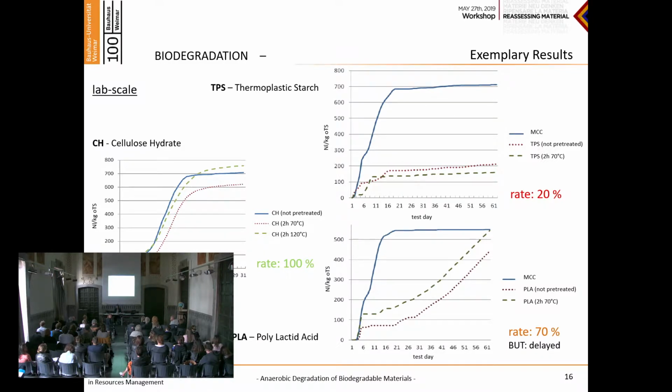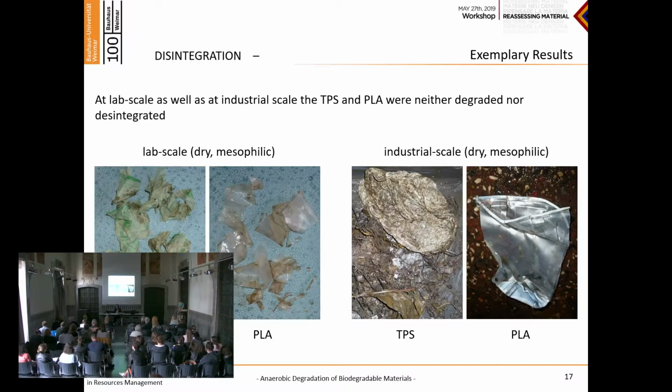PLA shows in the end a good degradation rate of about 70%, but the degradation starts very delayed, so there is a general degradation, but not under practical conditions. And these pictures show the products TPS and PLA after the anaerobic treatment, and you can see that at lab scale as well as at industrial scale, the products are neither degraded nor disintegrated.